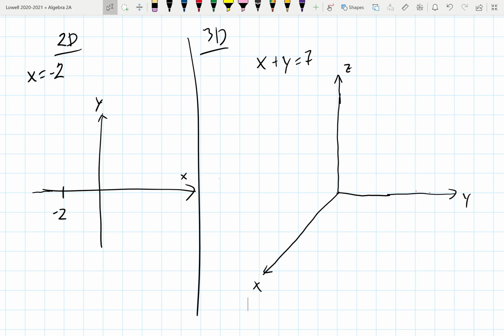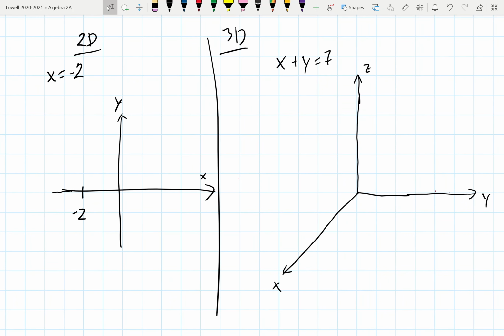Hi folks, in this video I want to talk about how we can graph an interesting looking plane in that this one is missing a variable, it's missing z. But to do that, let's just compare it to what we know about two-dimensional graphs where we're missing maybe an x or a y. So the example that I have here in 2D is x equals -2.